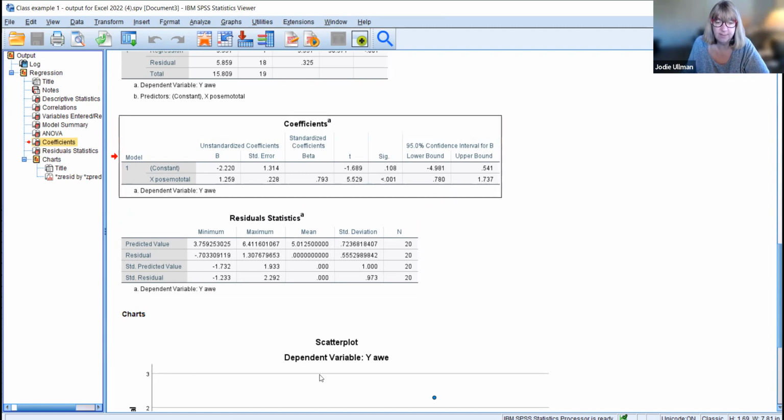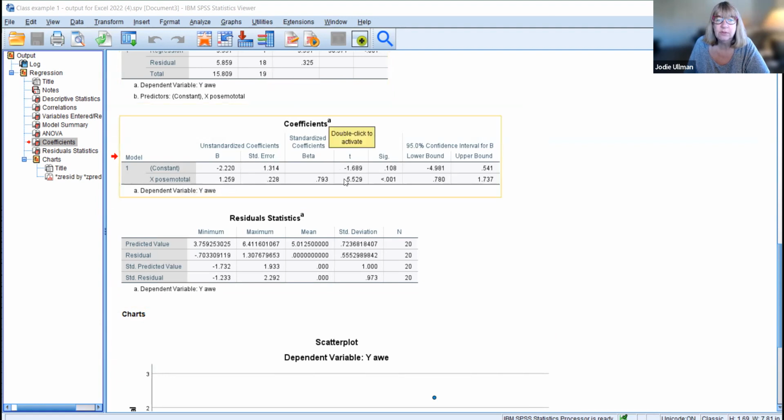I see one in the chat, maybe. Yeah, which one? For the unstandardized coefficient, sure. You'd say for every 1 unit increase in emotion, we predict that awe would increase 1.259 points. And then you've got t with 18 degrees of freedom equals 5.529, p less than 0.05.